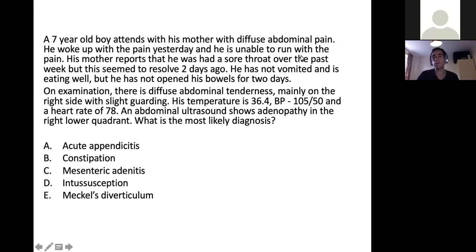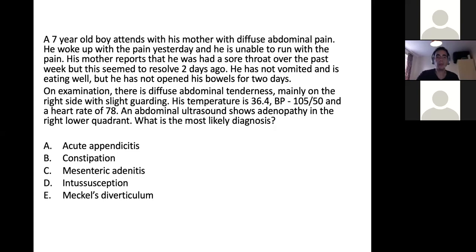But the first thing that's giving us clues is that there's a sore throat, which got better after 2 days. They haven't vomited, but they haven't eaten. They haven't opened their bowels the past 2 days. When you examine them, the pain is not specific, but there is swelling on the right side. Temperature, blood pressure, and heart rate seem okay. And you have ultrasound findings that suggest enlarged lymph nodes. So with the sore throat, the ultrasound findings and the observations of a recently well child, it's indicating that this is likely to be mesenteric adenitis.